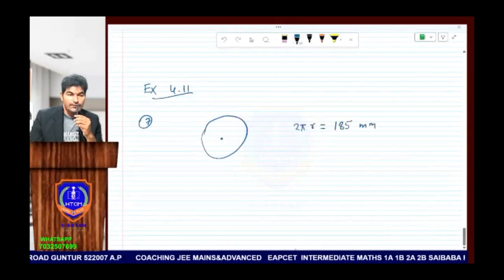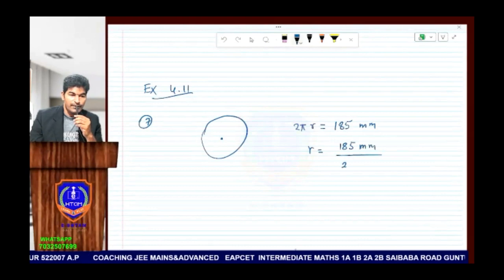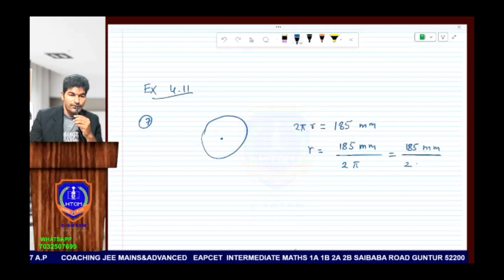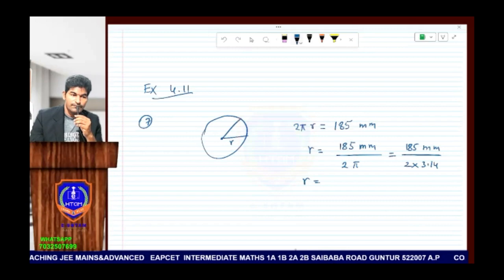So 2 pi r means you know how much it was. So r equals 185 millimeters divided by 2 pi, and that is equal to 185 millimeters divided by 2 into 3.14. Now tell me the value of the radius, and later we will find the rest of the questions.